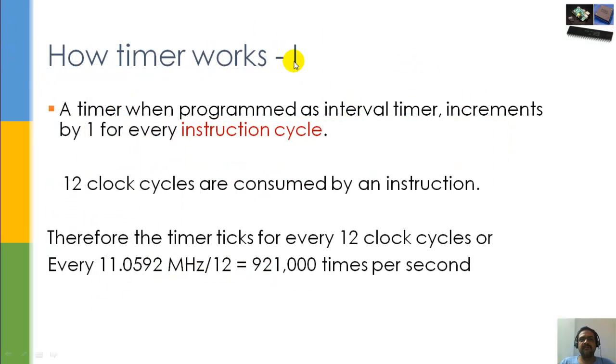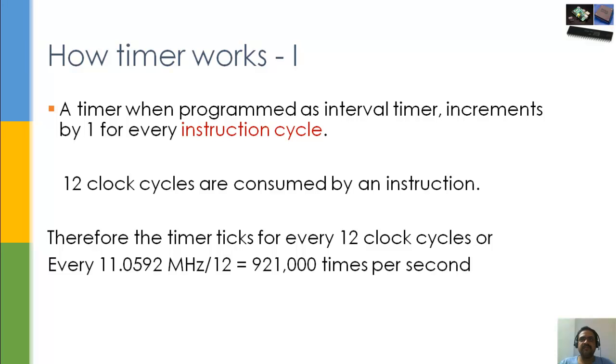So how does a timer work, or how does it actually function? When you program a timer, a timer increments for every one instruction cycle. Why am I emphasizing instruction cycle? Because clock cycle is different from instruction cycle. Clock cycle and instruction cycle need not be the same always. Sometimes an instruction cycle can also be a clock cycle if that instruction executes in one single clock cycle.